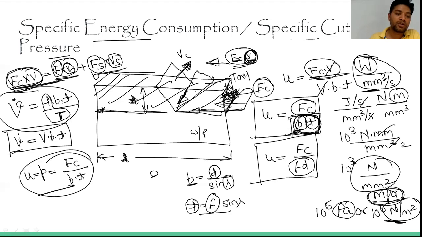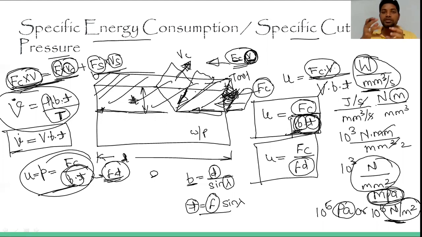This is for orthogonal cutting, and for turning this becomes F into D. So this FC, the main cutting force, is applied per unit cross sectional area. The cross sectional area will be B into D for orthogonal and F into D for the turning operation. So this is all in this section, specific energy consumption and specific cutting pressure from my side.